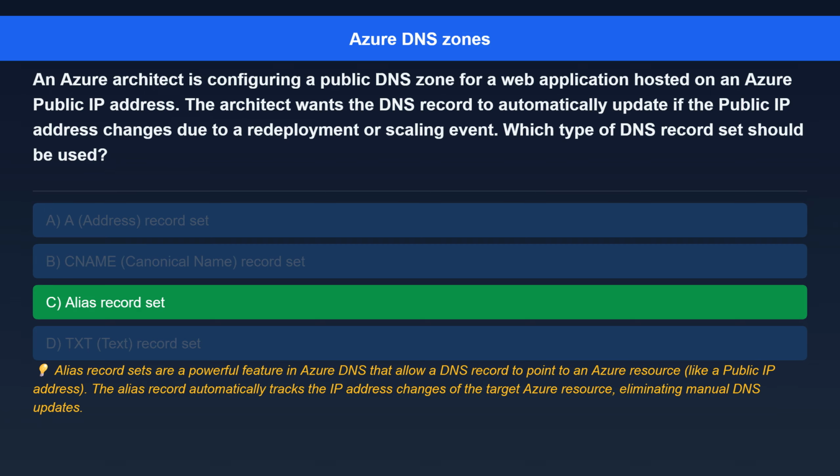The correct answer is alias record set. Here's the explanation. Alias record sets are a powerful feature in Azure DNS that allow a DNS record to point to an Azure resource, like a public IP address. The alias record automatically tracks the IP address changes of the target Azure resource, eliminating manual DNS updates.